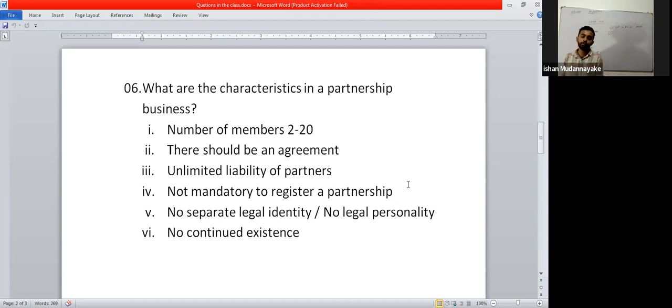Number of members 2 to 20. And then there should be an agreement. There should be an agreement to start a partnership business organization. Then we can create a partnership business organization through an agreement.